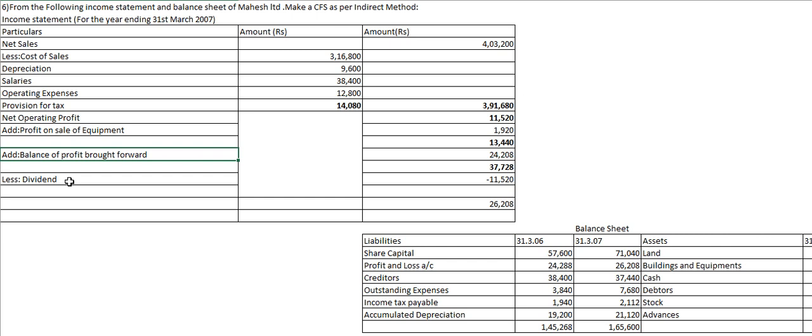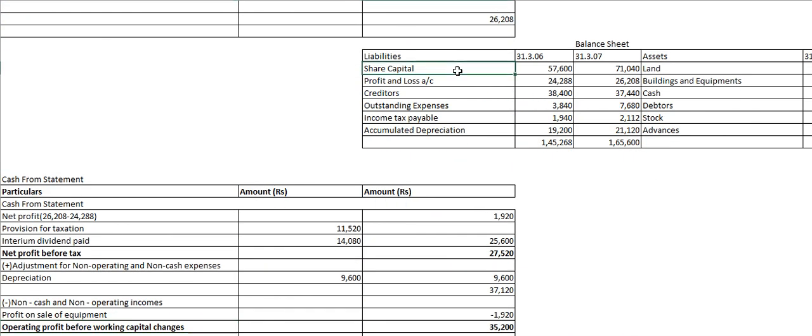Then balance forward, then dividend. Dividend is given as 11,520. So this is nothing but your dividend paid for the current year. If it's a current year dividend, what will you basically do? You will add it in order to calculate your net profit before tax, and then you will minus it from your cash from financing activity.